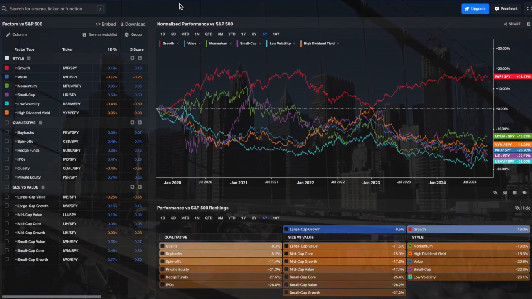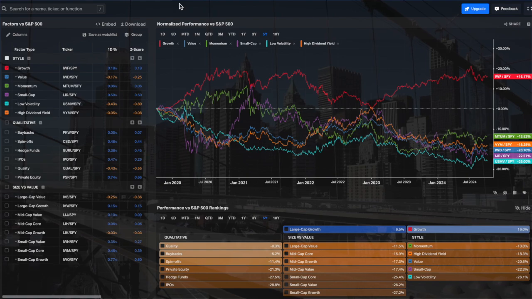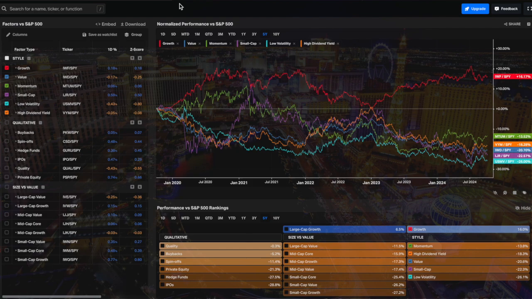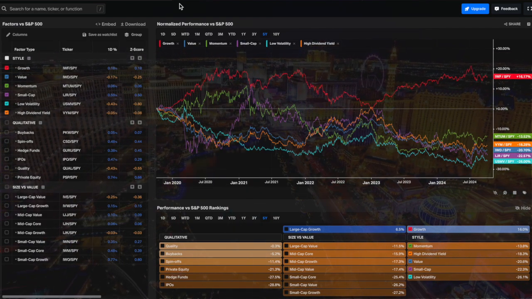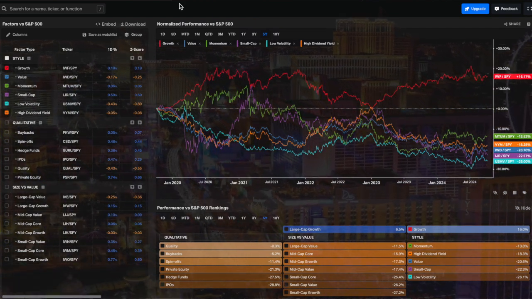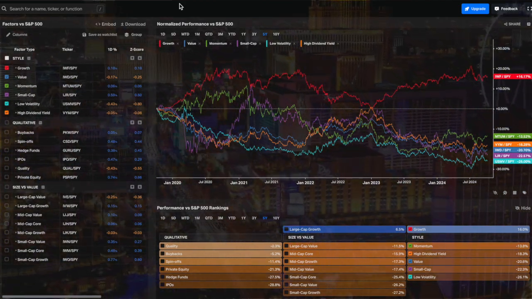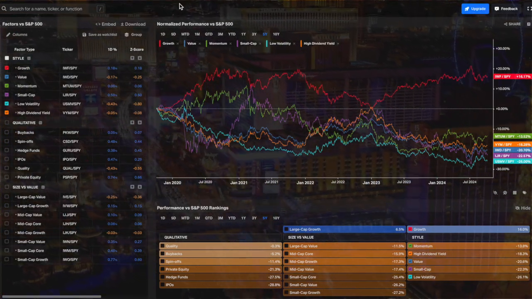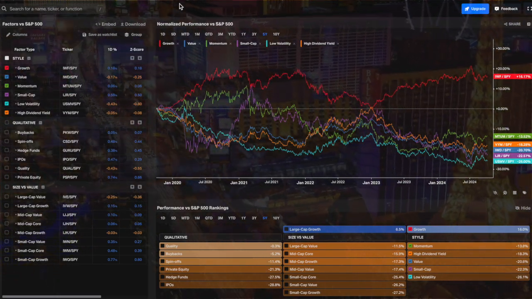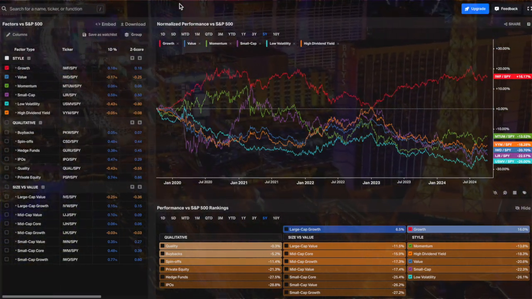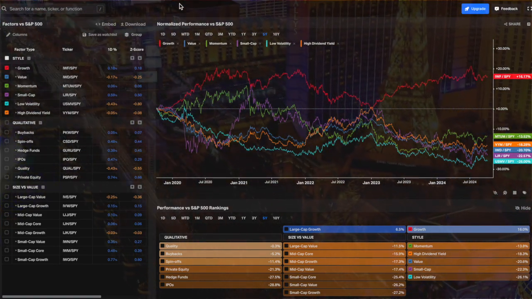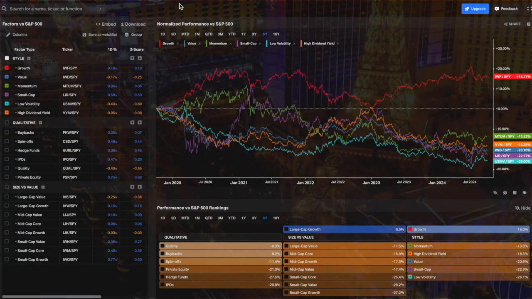So we have different styles of ETF. As you can see on the left here, we have growth, value, momentum, small cap, low volatility, and high dividend yield. So what are those? First of all, growth. Growth is usually the tech stocks, right? It's the stocks that have high promises, high expectations for the future, usually no dividends, and mostly tech stuff where it's supposedly will have a lot of growth coming in the future.